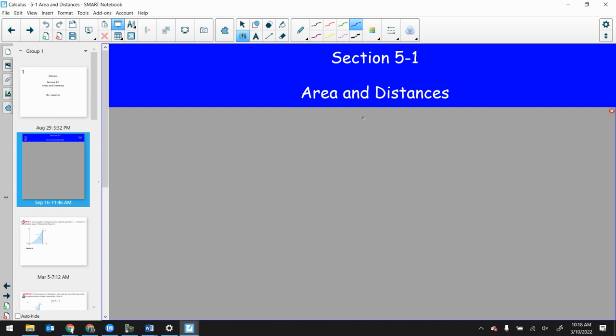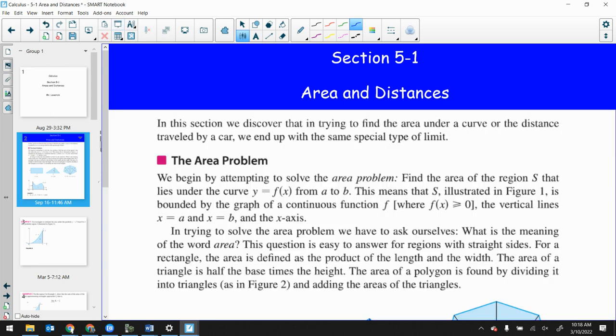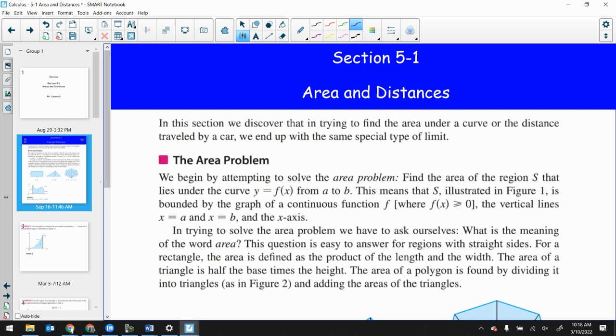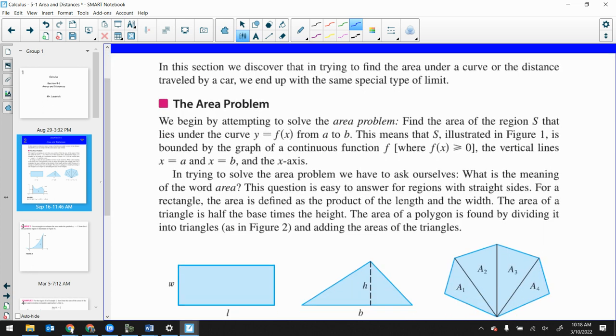Well, what you don't know about antiderivatives is that they tie directly into areas. I know it seems weird, like how does that relate? But it does. So that's what we're going to be looking at today and finding the sums of these areas. In this section, we discovered that in trying to find the area under the curve for a distance traveled by a car, we end up finding a special type of limit.